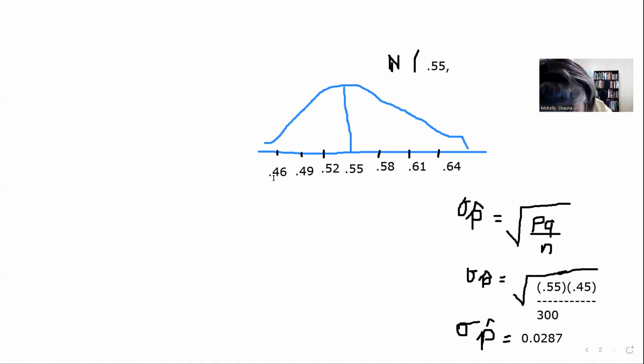Okay, so they go 3 for each one of these. That is your standard distribution. If you want to describe it, this is 0.55 comma 0.0287. That's my description of the distribution. So this is describe and sketch. This is what this is.